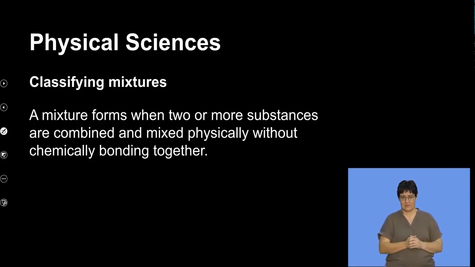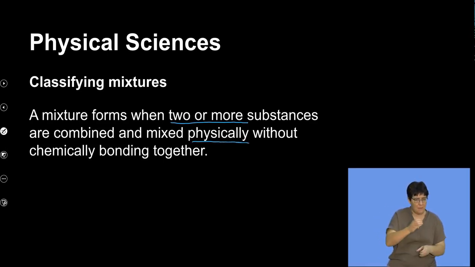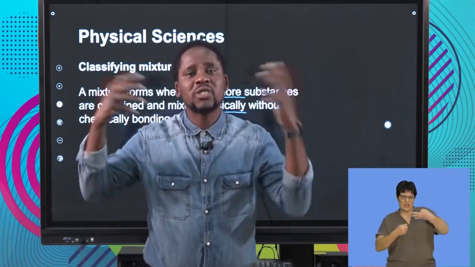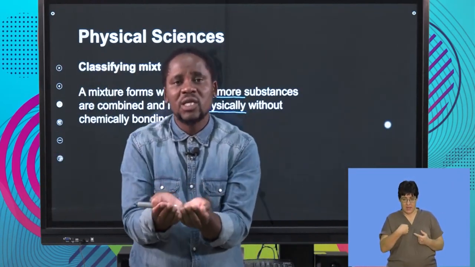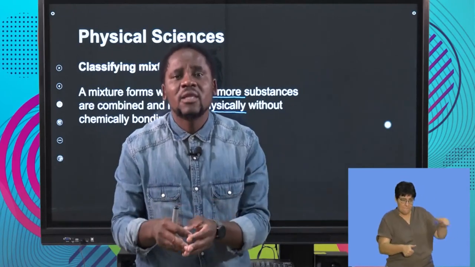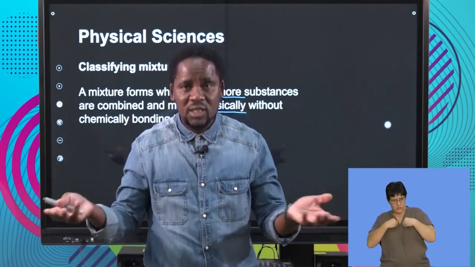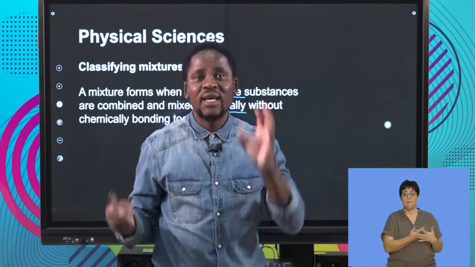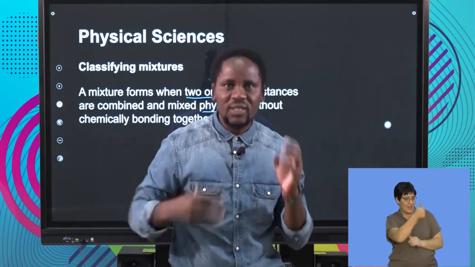So we are saying that a mixture forms when two or more substances are combined. It could be in the same container and mixed physically, that's the key word, without them chemically bonding. So in a mixture, typically you've got more than one substance, it could be any number of them, and these two or more substances are put within the same container. They don't chemically bond with each other. They retain their properties. So a mixture is made up of pure substances that are not chemically bonded to each other. That's the main idea that we definitely need to point out.